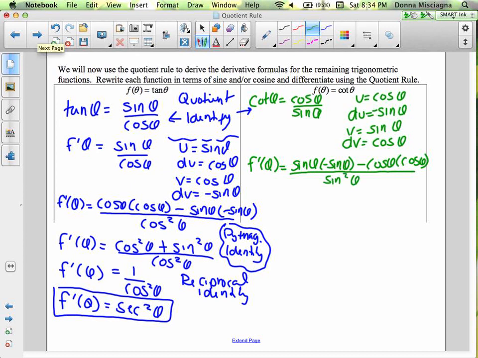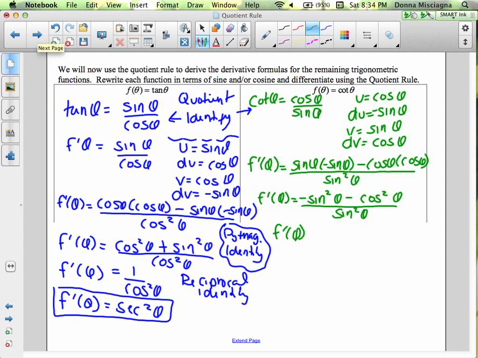All right, so let's simplify that. So f prime of theta is sine theta times negative sine theta. That's a negative sine squared theta. Negative cosine theta times cosine theta. That's a negative cosine squared theta all over sine squared theta. You cannot reduce, by the way, things that are added and subtracted, just in case somebody had that idea in their head. That'd be really, really wrong.